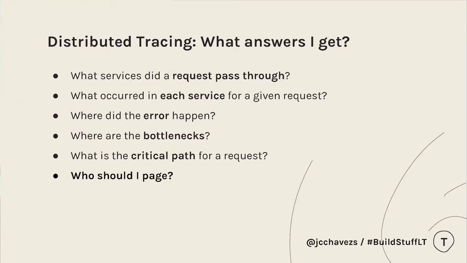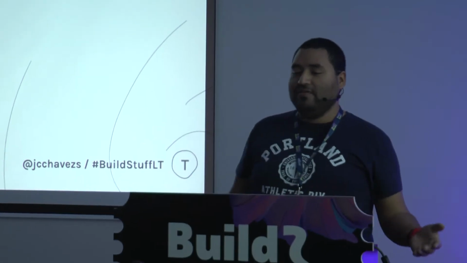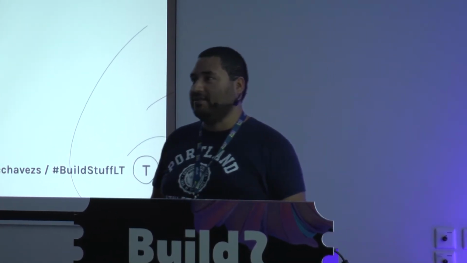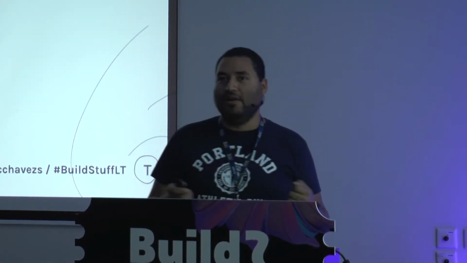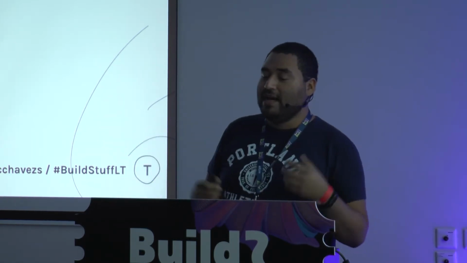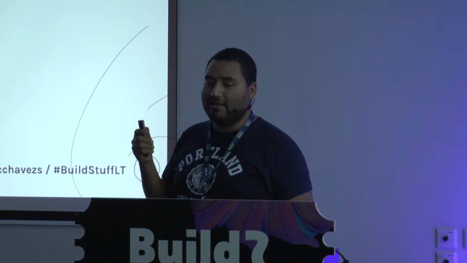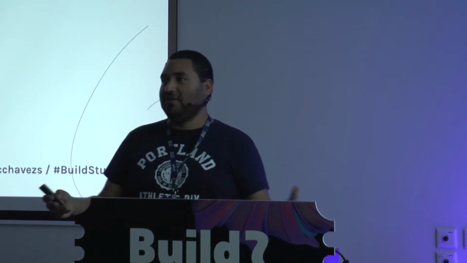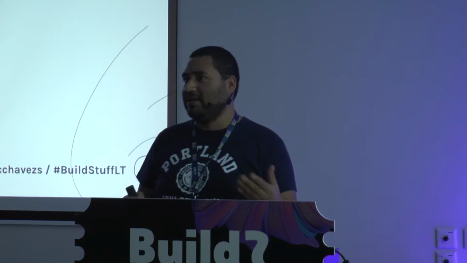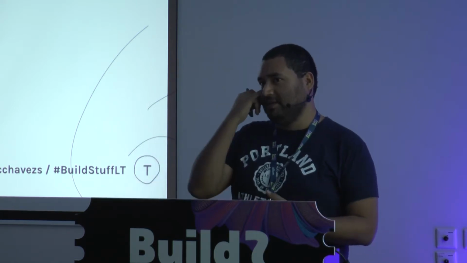So, what answers do I get from distributed tracing? Well, first of all, what services are involved for a request, which is important because we now know who the players in the game are. Second, what happened on each service and how it happened. Then, how your services are connected. What are the critical paths? It helps you to understand dependencies. I will talk about critical path in the next slide because it's very important.